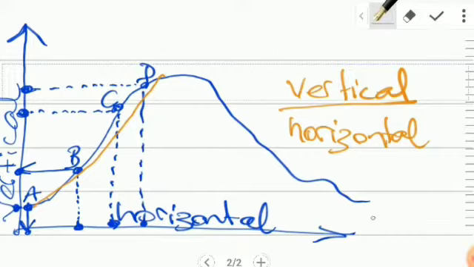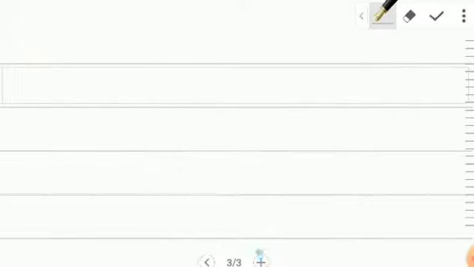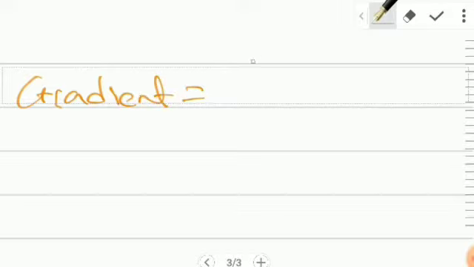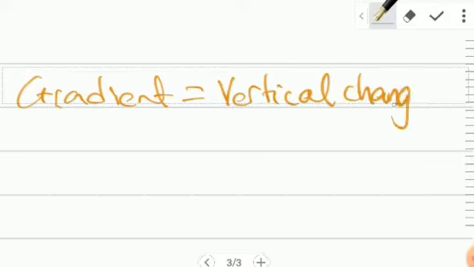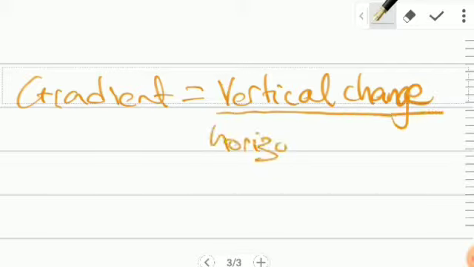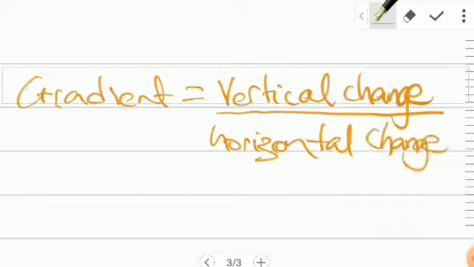Now, what does gradient really deal with? Gradient deals with the vertical change over the horizontal change. There is a relationship. Some people may call it rise over run.